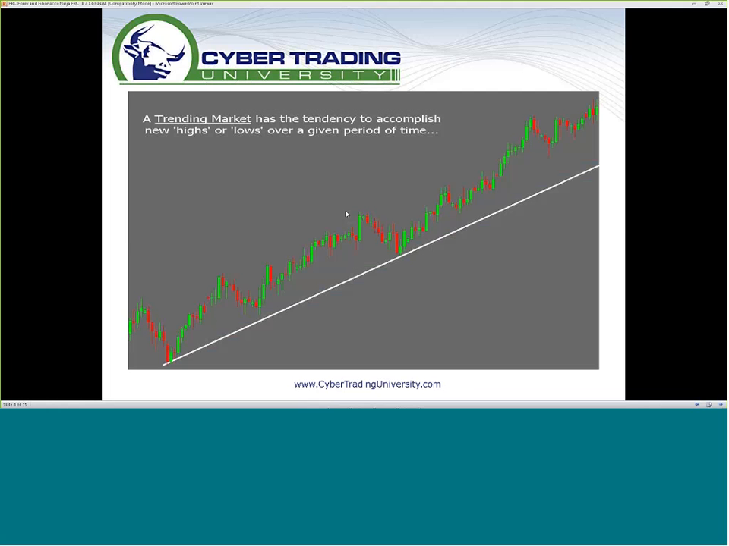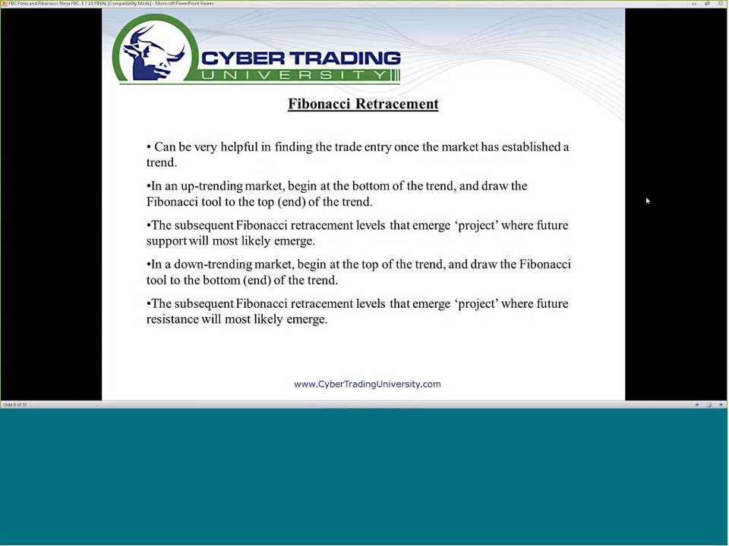Now, here's an example. A trending market has a tendency to accomplish new highs or new lows over a given period of time. We draw trend lines, such as the white line here, to demonstrate that there's a general trend to the upside in this market. Now, the Fibonacci retracement levels can be very helpful, again, finding the trade entry once the market has established a trend.